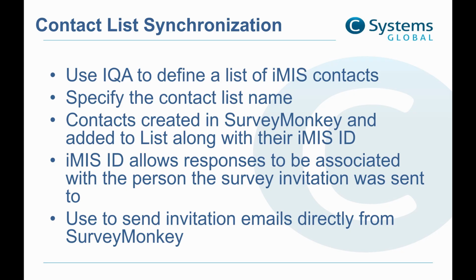Contact list synchronization allows you to use IQAs that define a list of iMIS contacts and push that up into SurveyMonkey. So you give it the contact list as you'd like it to appear in SurveyMonkey. We go away, work out whether those contacts already exist, and if not, push them up to SurveyMonkey and associate their iMIS ID with that record. And then you're able to use SurveyMonkey to send those invitation emails out in order to do that track.